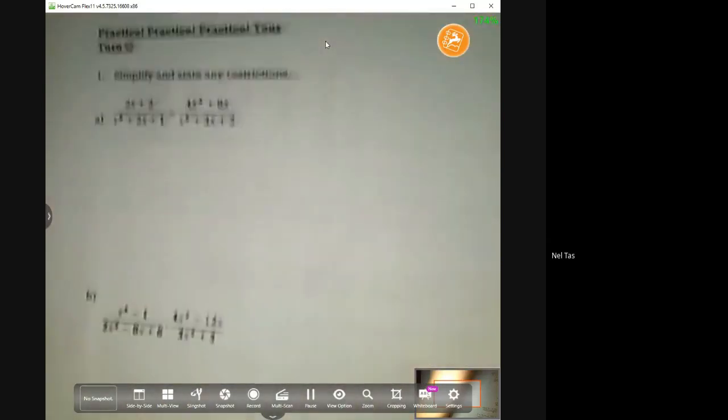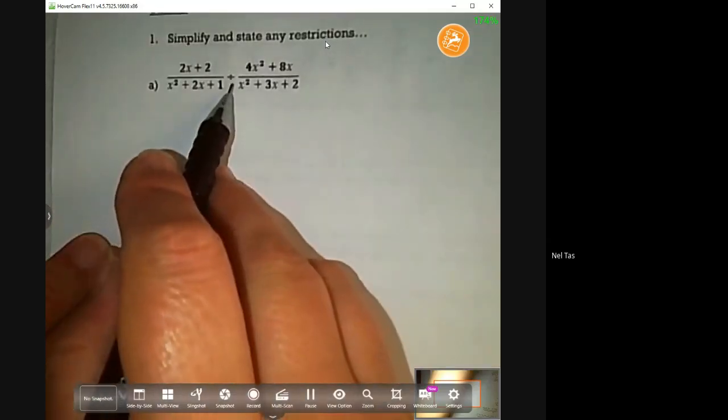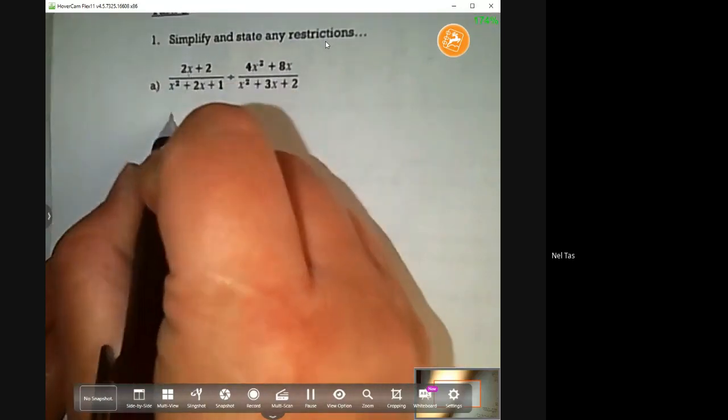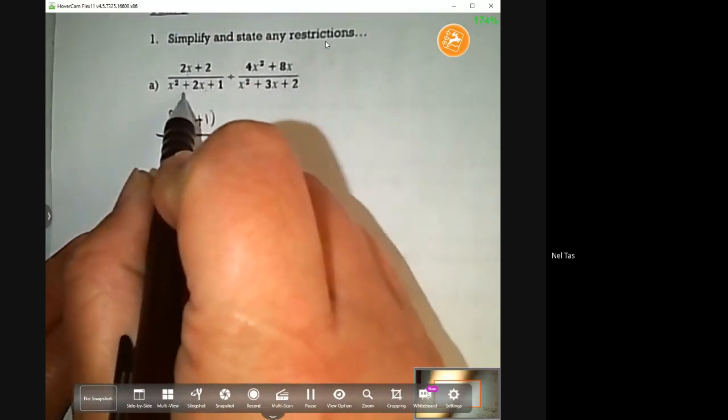Okay, so let's look at the next example. Simplify and state any restrictions. We have a division. But again, before getting rid of the division, first let's factor everything. So 2 is a common factor here: 2(x + 1) over. Now factor this denominator.